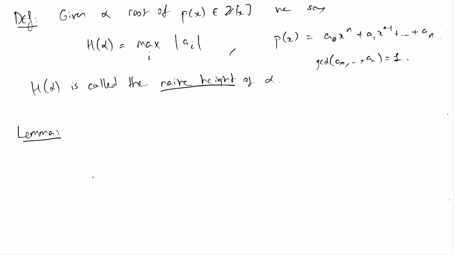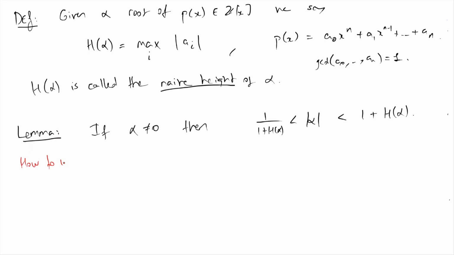And here's a very interesting, very simple, but quite powerful result. With alpha and p as above, if alpha is non-zero, so p is non-zero, then the norm of alpha is greater than 1 over 1 plus h of alpha, and that's also bounded from above by 1 plus h of alpha. Before we prove this, let's talk about how we are going to use it.